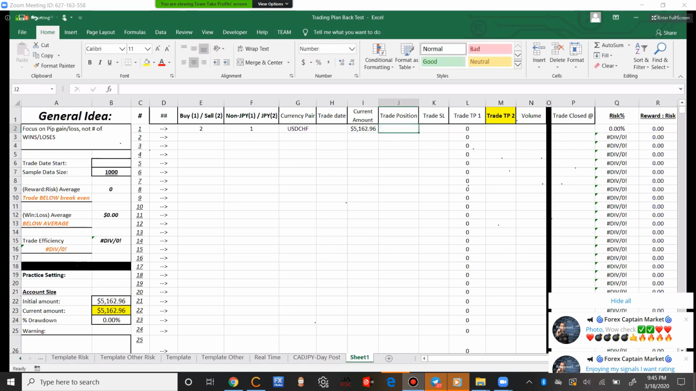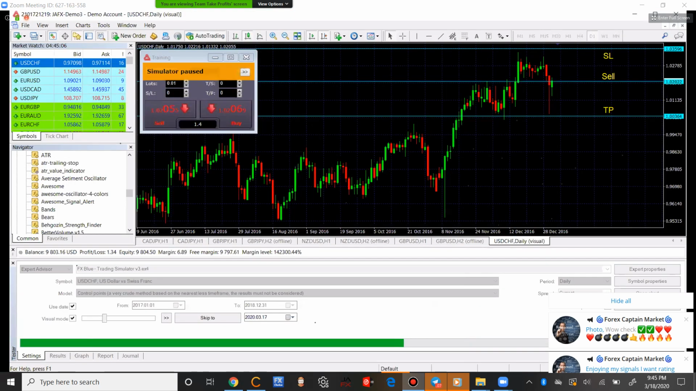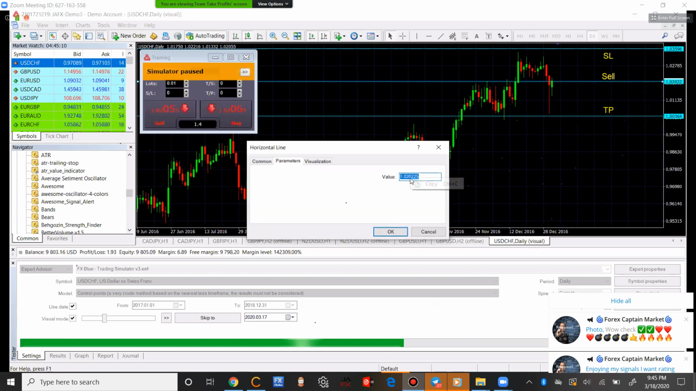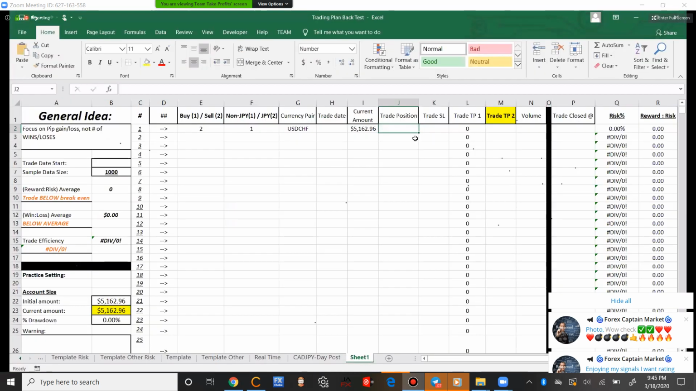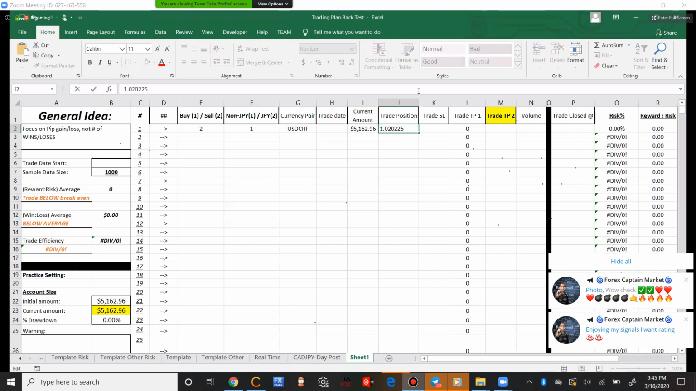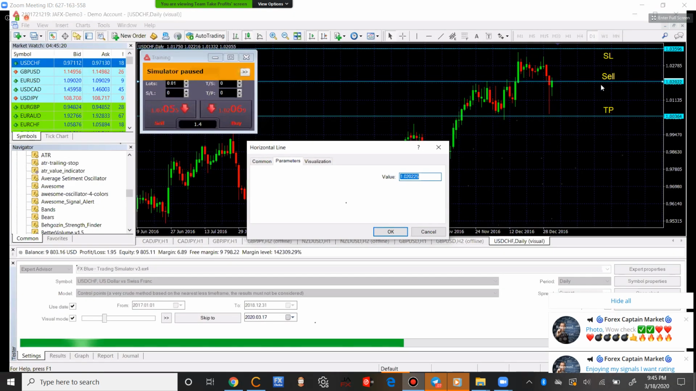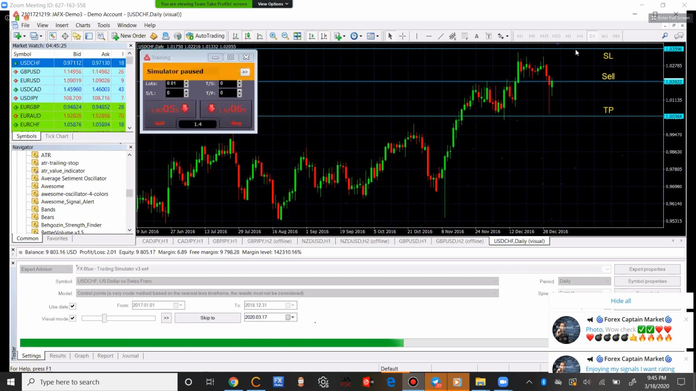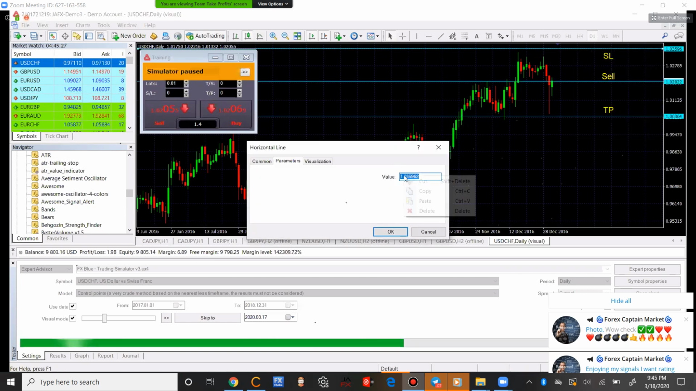Trade position is your trading price. That's going to be... let's see. Just copy this. Put this over here. Put in the stop loss. Stop loss is going to be... copy this.